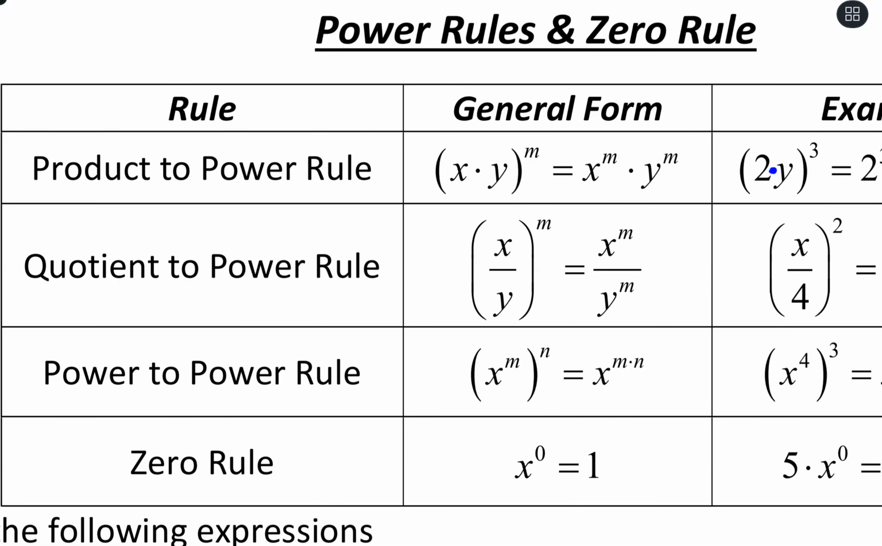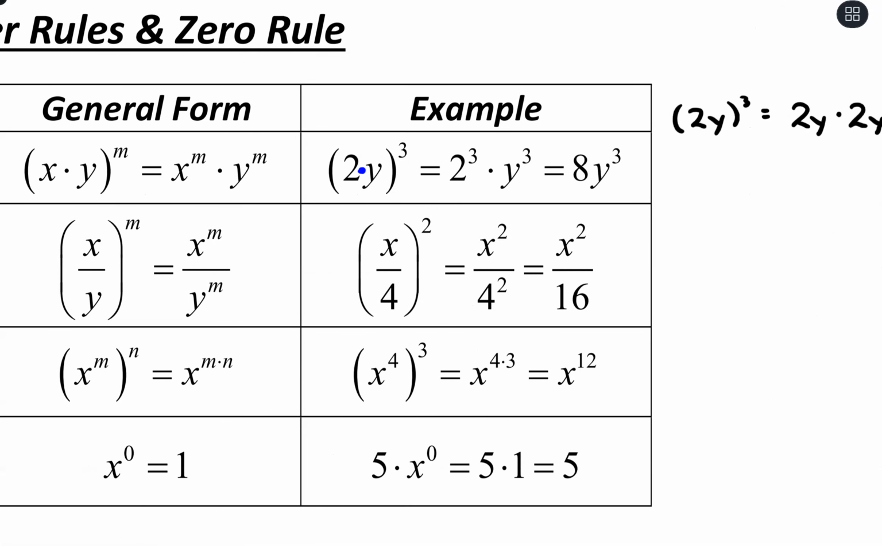Quotient to a power rule. So if we are dividing two values and we're raising it to an exponent, each piece, the numerator and the denominator, is each going to get that same exponent. So if we have x divided by 4 and that's being squared, we would have x squared over 4 squared, which would be x squared over 16.